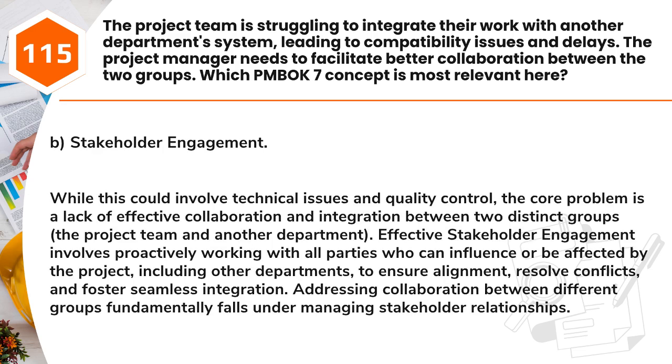Answer: B. Stakeholder engagement. While this could involve technical issues and quality control, the core problem is a lack of effective collaboration and integration between two distinct groups, the project team and another department. Effective stakeholder engagement involves proactively working with all parties who can influence or be affected by the project, including other departments, to ensure alignment, resolve conflicts, and foster seamless integration. Addressing collaboration between different groups fundamentally falls under managing stakeholder relationships.